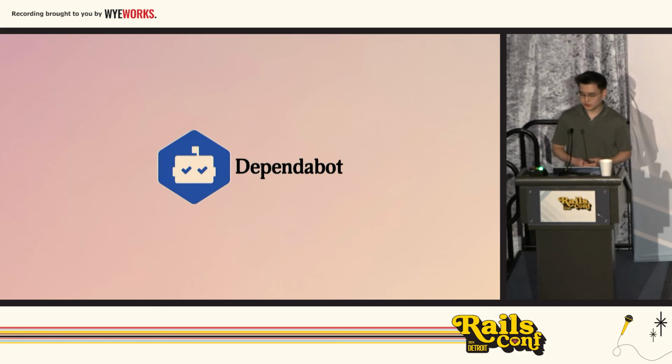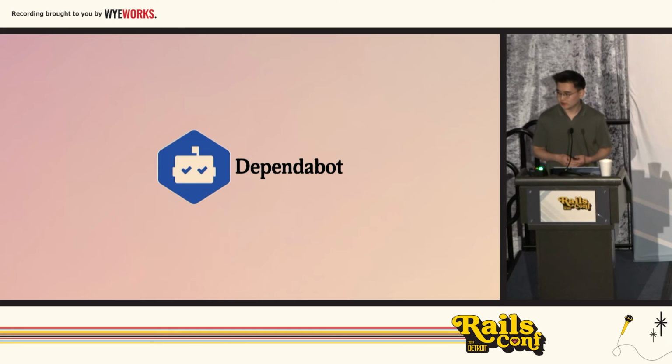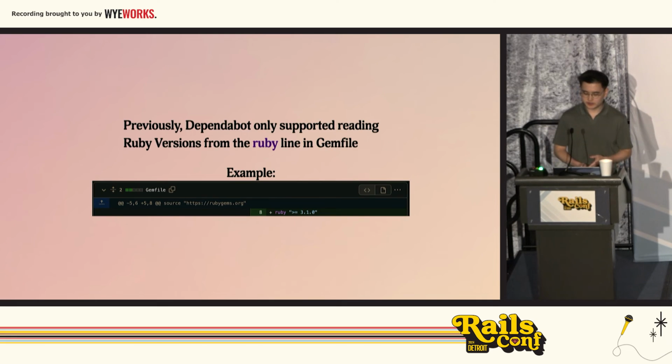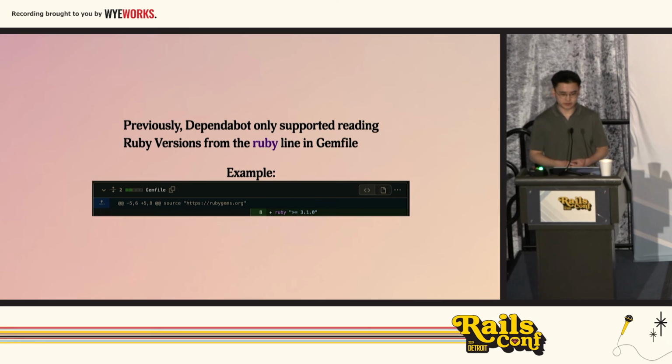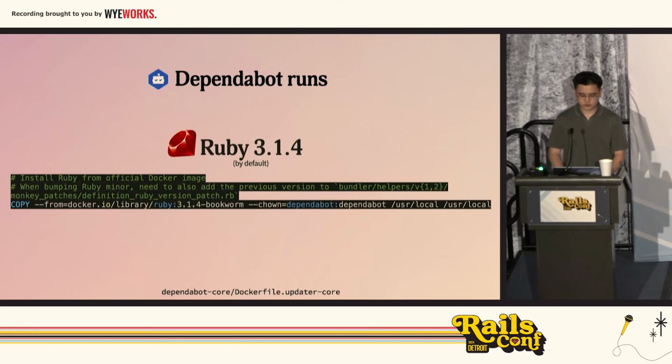The first was an issue with Dependabot performing incorrect dependency resolutions when Ruby was not explicitly defined in the Gemfile. Previously, Dependabot only supported reading the Ruby version from the ruby line in the Gemfile. So what would happen if a Ruby version was not defined in the Gemfile? Dependabot would default to the version of Ruby Dependabot itself runs on. That default version currently is Ruby 3.1.4.